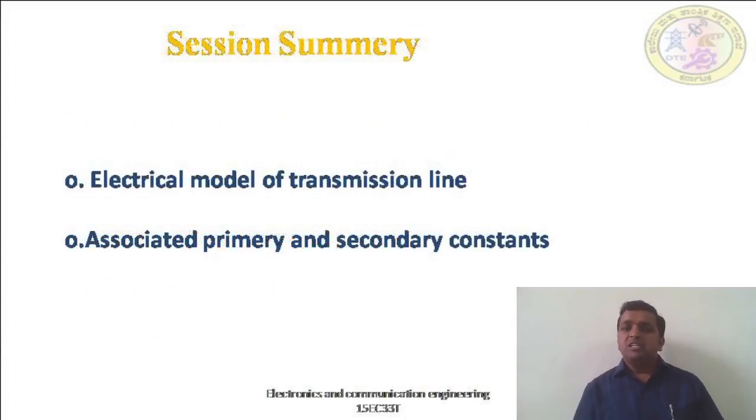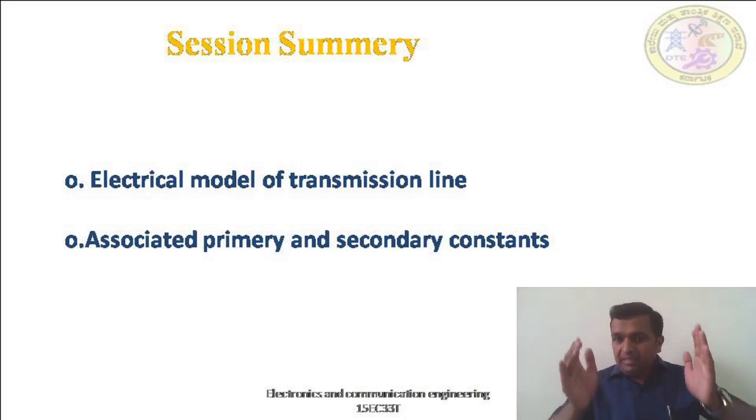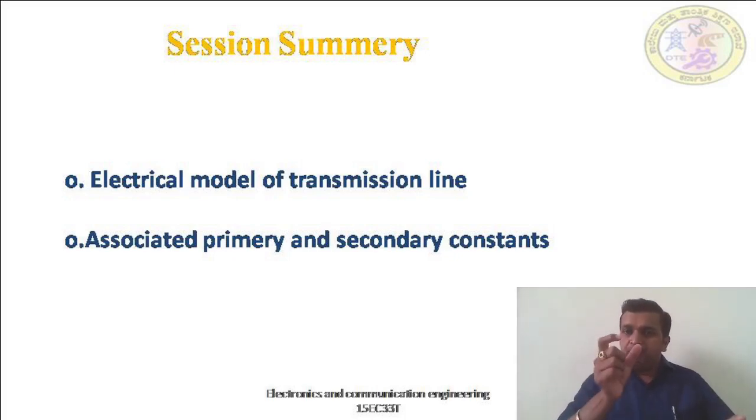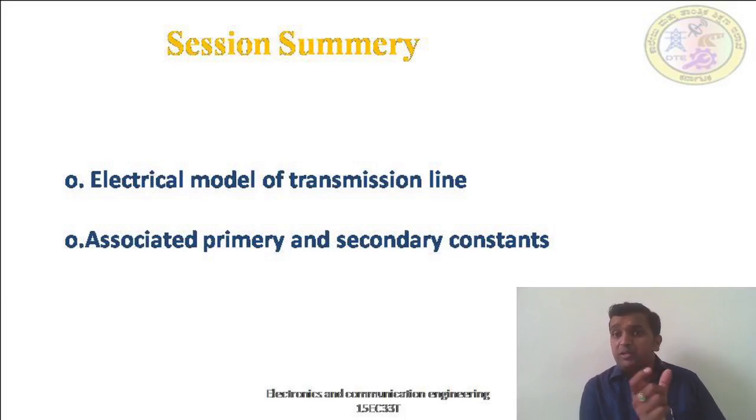So in this particular session, what we discussed is the electrical model of a transmission line. I told you the electrical model of a transmission line is purely distributed. It is not lumped. If the line is having thousands of kilometers, each per kilometer or each per meter will be having RLGC, or each per unit length will be distributed in terms of primary constants and secondary constants. Primary constants are nothing but RLGC. Secondary constants are nothing but Z naught and the propagation constant. And we discussed the associated primary and secondary constants in the previous slides.